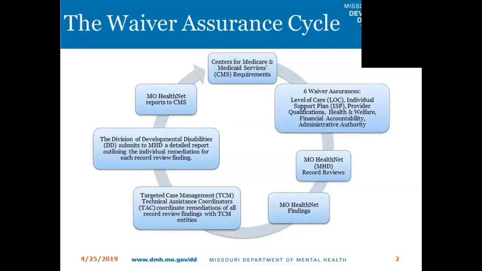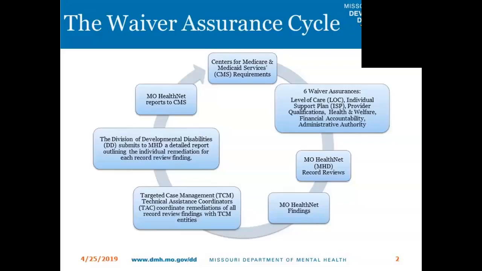The cycle begins with the Centers for Medicare and Medicaid Services requirements, which are the 6 waiver assurances: level of care, individual support plan, provider qualifications, health and welfare, financial accountability, and administrative authority. There are 6 waiver assurances, but for the purpose of the MoHealthNet record review process, MoHealthNet focuses on level of care, ISP, and financial accountability.